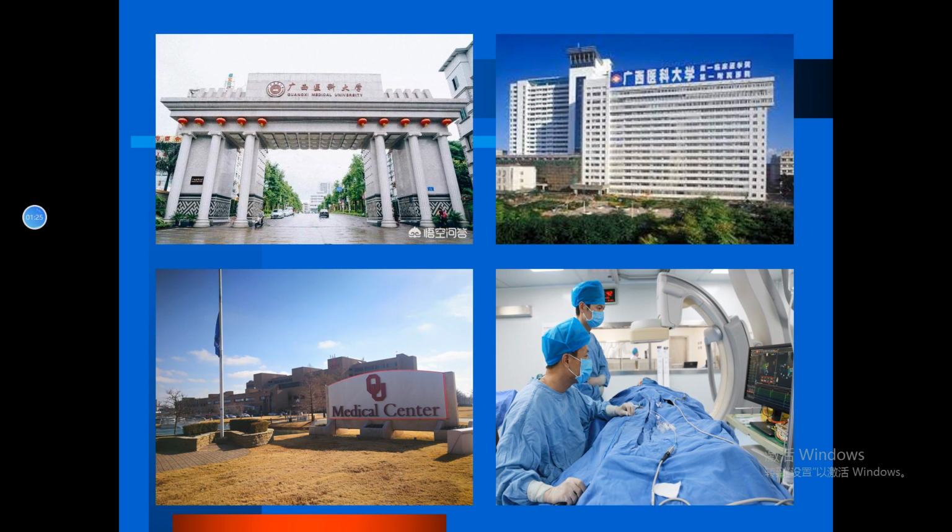There are four pictures here. This picture is my university, Guangxi Medical University. It's the first hospital I worked at. And this picture is a photograph taken in the United States at Oklahoma State. It's the medical center of Oklahoma University. And this is a photo of my working place. I do interventional operations for patients with arrhythmia.